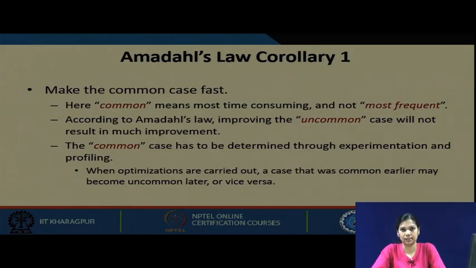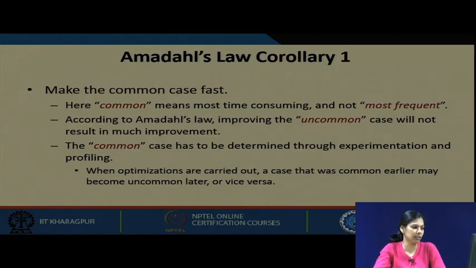There are two things. One is when we say that we are doing something more frequently, but what we are doing more frequently is taking less time. But the most common means it is consuming the most amount of time. So, it is the most time consuming.